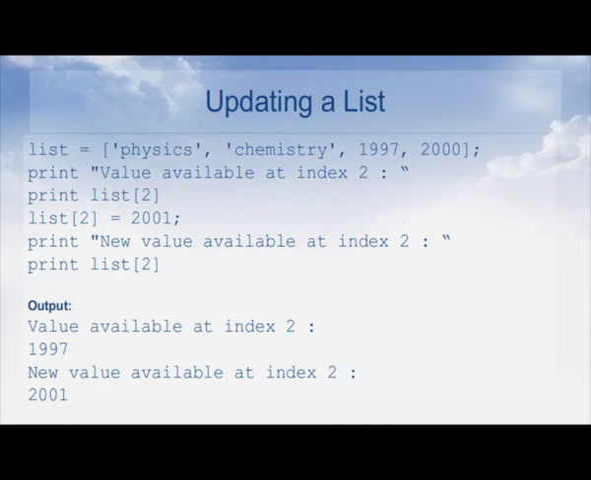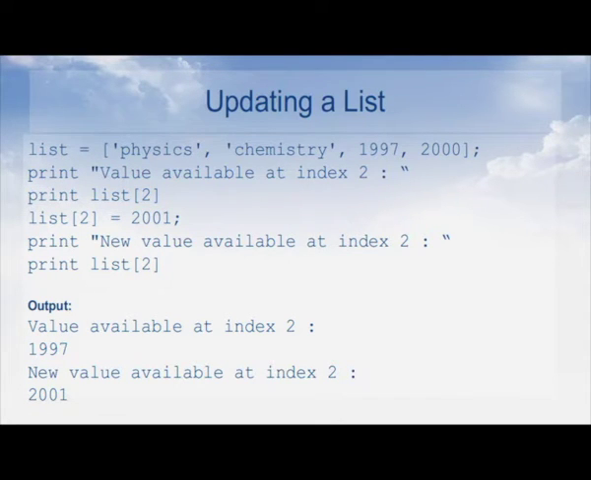Next we try to change the element at index 2. So here you see we assign list[2] equal to 2001. Now the element which was at index 2, initially 1997, is changed to 2001, and then again I print the value of the list at index value 2. Now I get the output as 2001. So this is how we can update the list using the index value. If you know where to insert an element or where to update an element using the index value, we can use this method.